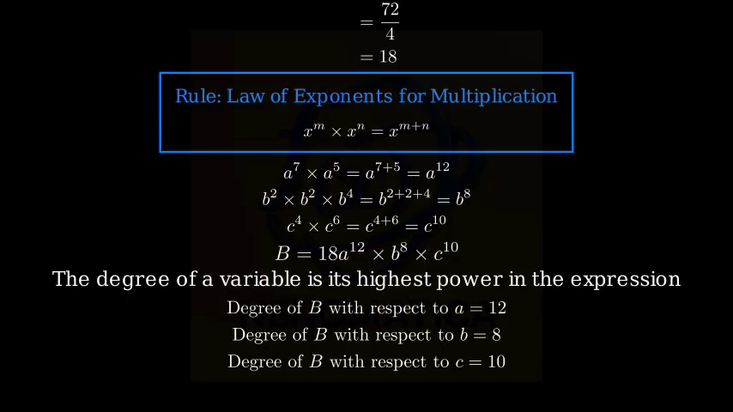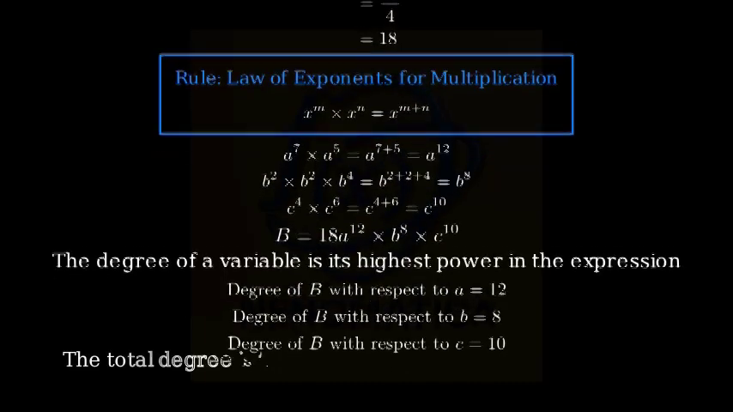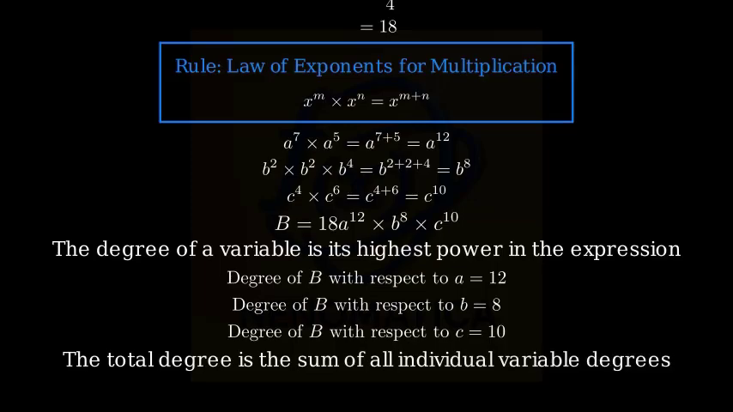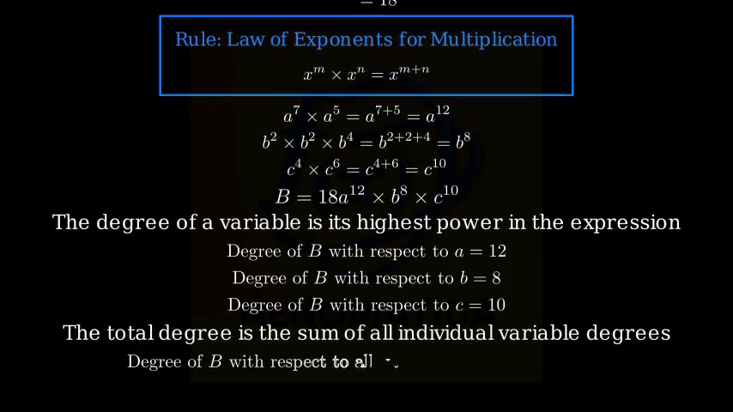Step 6. Finally, let's calculate the total degree of the expression. The total degree is the sum of the degrees of all variables. So, we add the degrees of a, b, and c. 12 plus 8 plus 10 equals 30. Therefore, the degree of the expression with respect to all variables is 30.